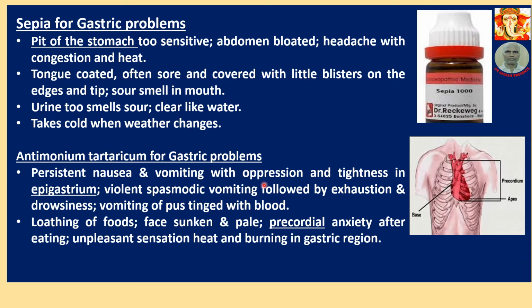Persistent nausea, vomiting with oppression and tightness in the epigastrium. Violent spasmodic vomiting following exhaustion and drowsiness. Vomiting of pus tinged with blood. Loathing of food. Face sunken, pale. Precordial anxiety after eating. Unpleasant sensation of heat and burning in gastric region.